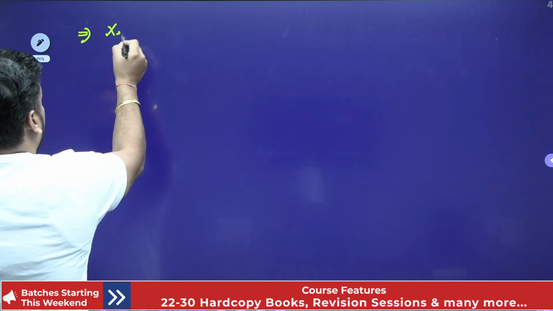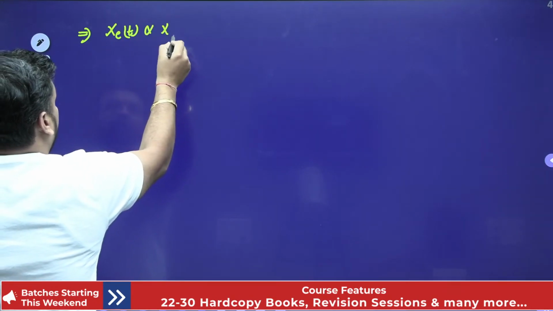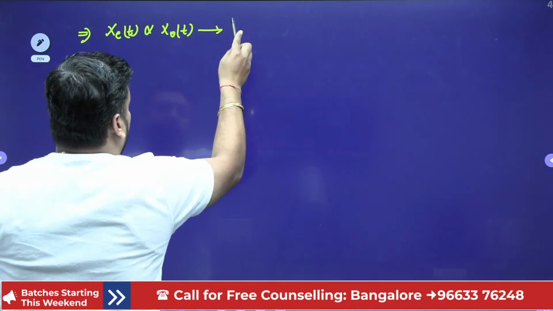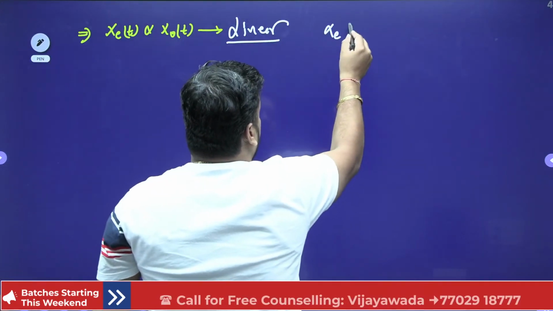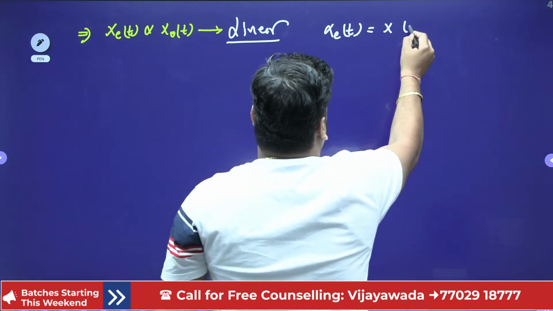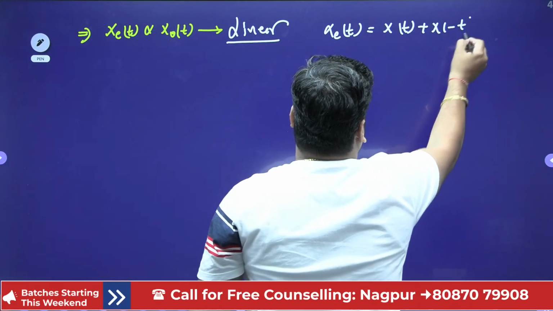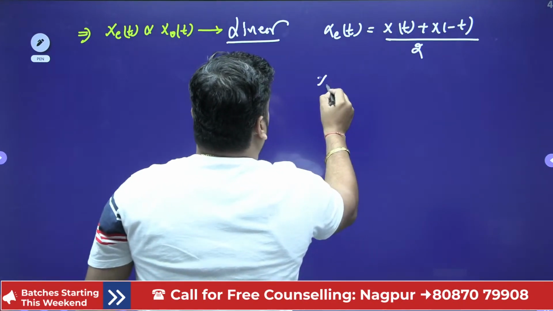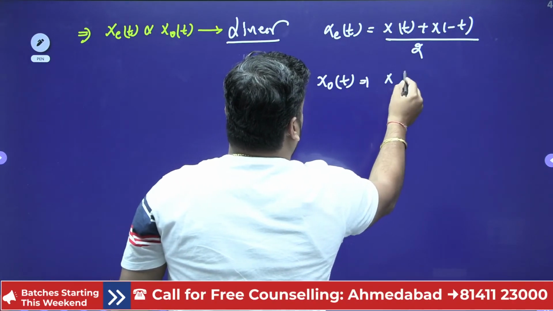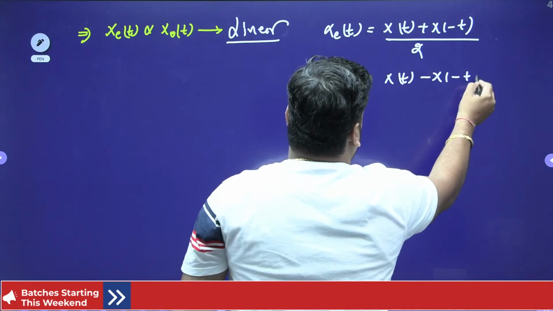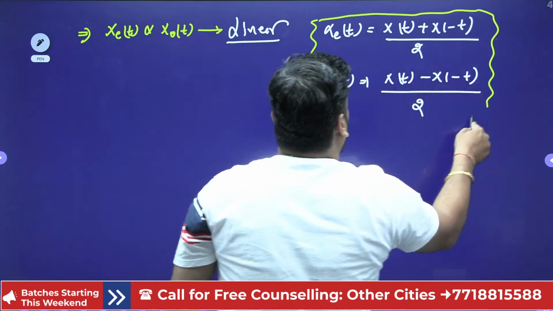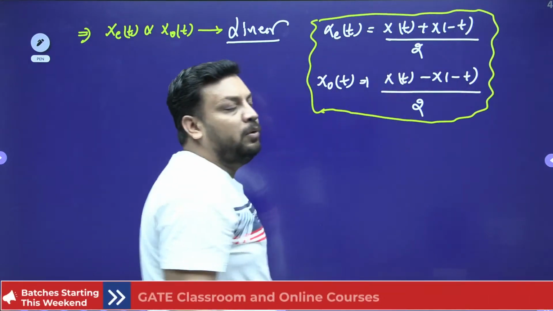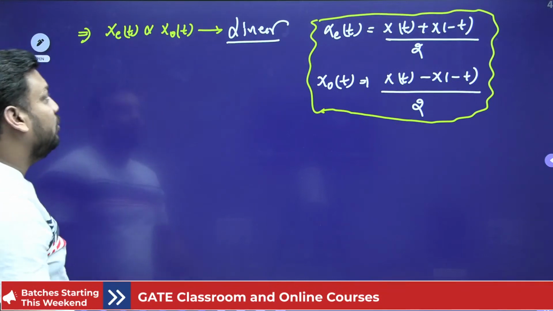Now if anybody asks about the even part of t, x even part of t and x odd part of t will always be linear. Why sir? The reason is: what is the formula of x even part of t? The formula is x(t) plus x of minus t upon 2, this will be linear. What about the odd part of t? The formula is x(t) minus x of minus t upon 2, this is linear. Why linear? Because no operation is applied on the input x(t). Time reversal is okay.